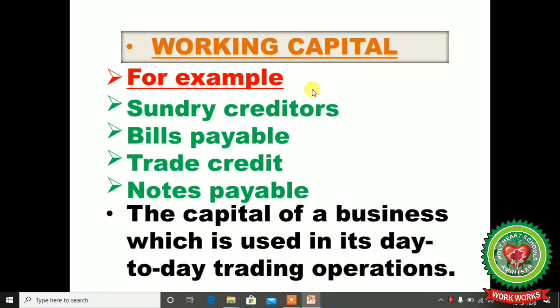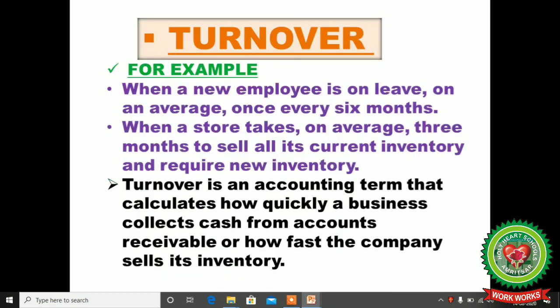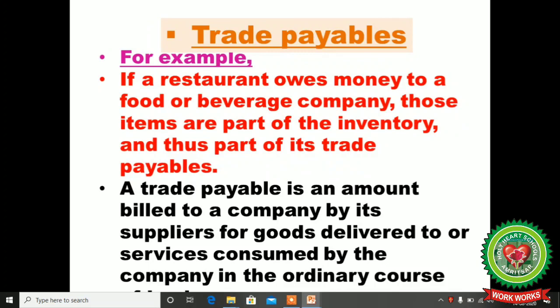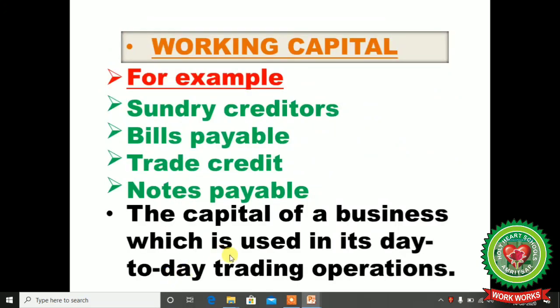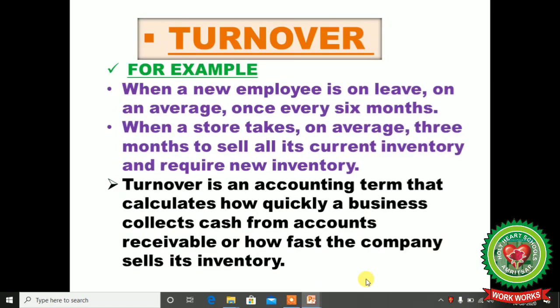Working capital. Examples are sundry creditors, bills payable, trade credit, and notes payable. So here two things are considered: current assets and current liabilities, to know about the company's current position to pay for the operations. It is the capital of the business which is used in its day-to-day trading operations.